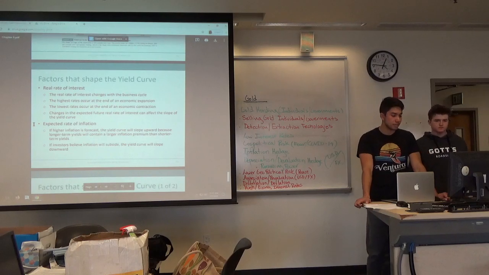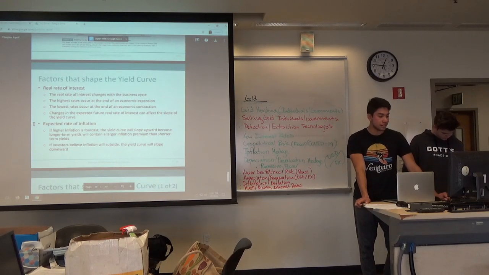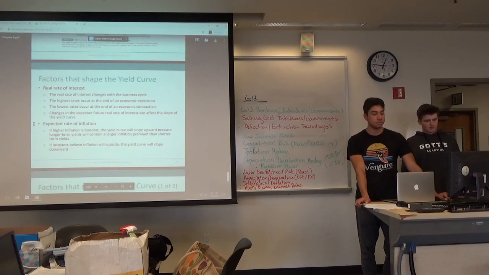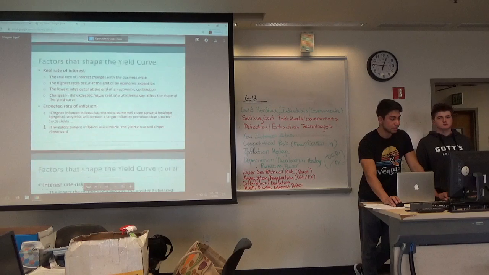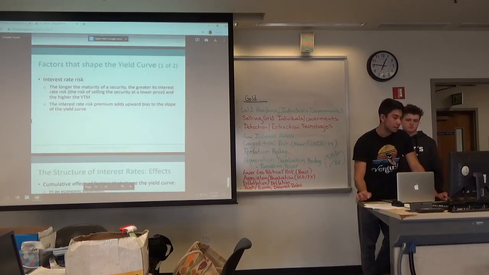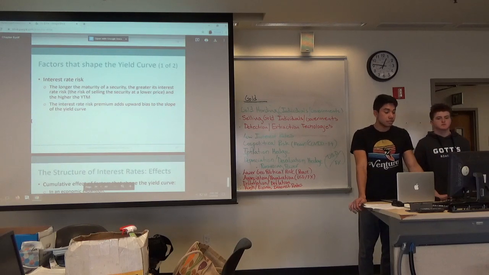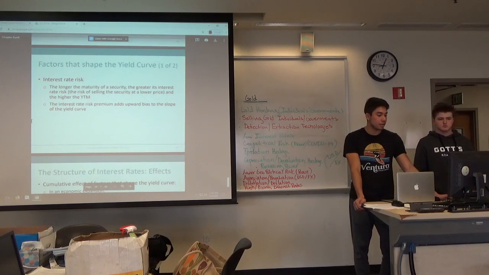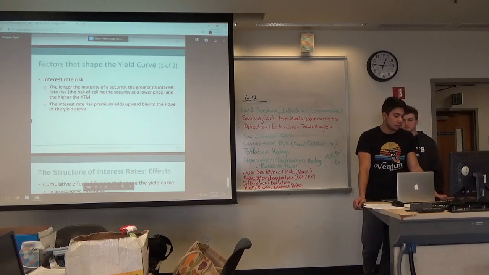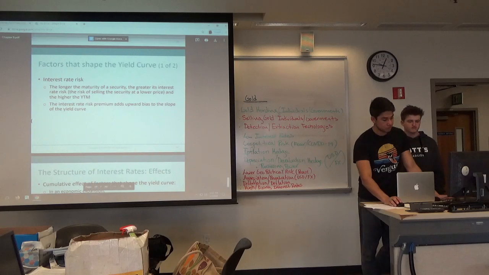So if higher inflation is forecasted, the yield curve will slope upward because longer term yields will contain a larger inflation premium than shorter term yields. And if investors believe inflation will subside, the yield curve will slope downward. And then there's interest rate risk. The longer the maturity of a security, the greater its interest rate risk, since there's a risk of selling the security at a lower price, and the higher the YTM. The interest rate risk premium adds an upward bias to the slope of the yield curve.